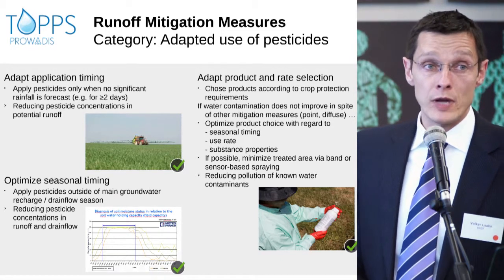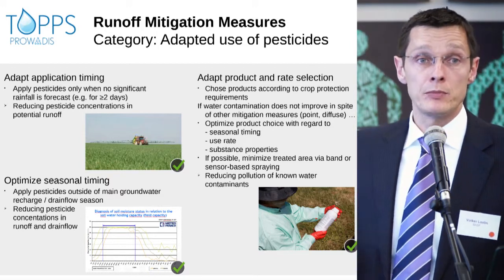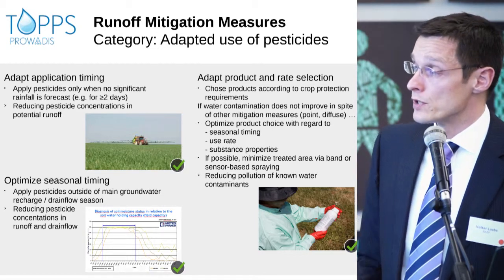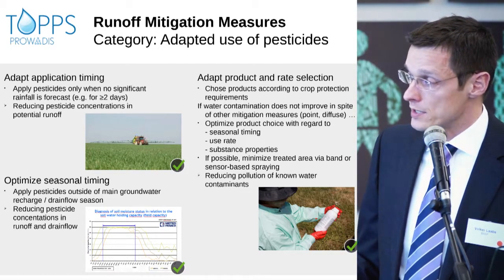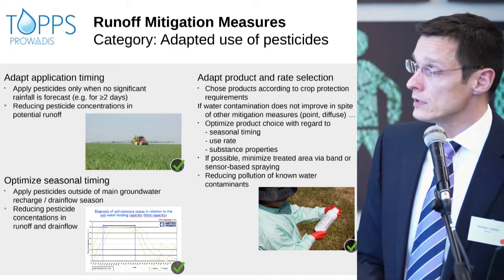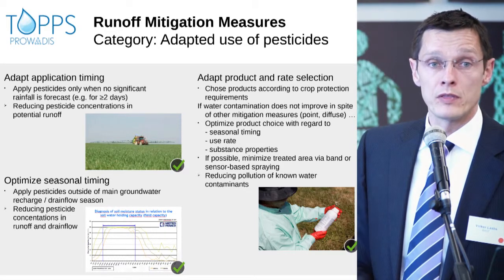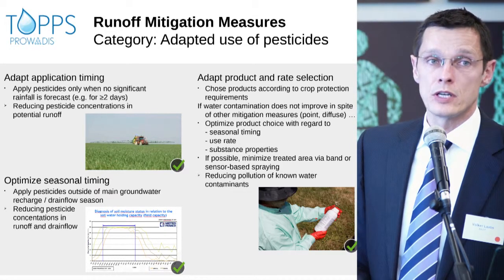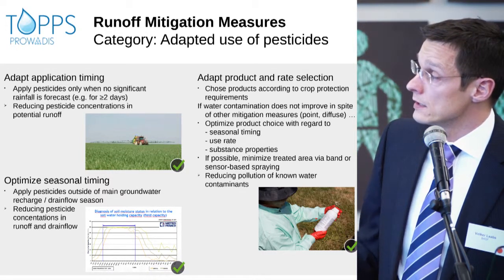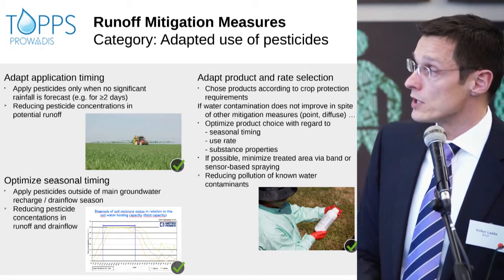So if you know when your drain flow season typically starts and when it stops, and you apply products or even fertilizers at that time, then of course you have a very high chance, because the water is saturated at that time, that it quickly goes down to the drains, for example, or saturated runoff is forming there, and then we have quite high concentrations in runoff water. So that's quite important. And to adapt the product and rate selection, of course, that's a probable measure as well.